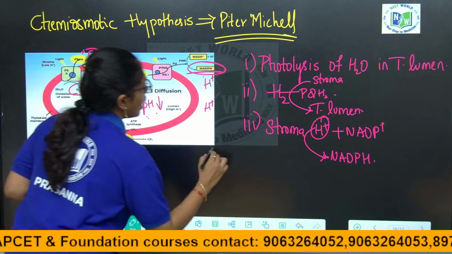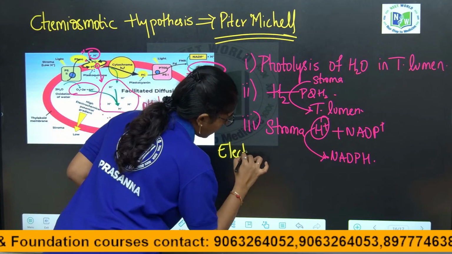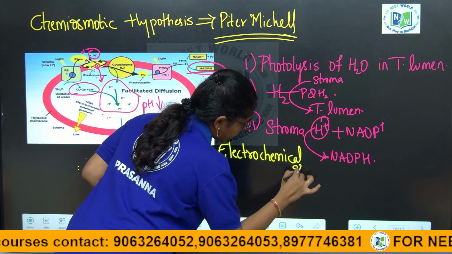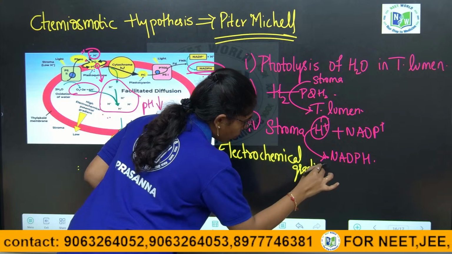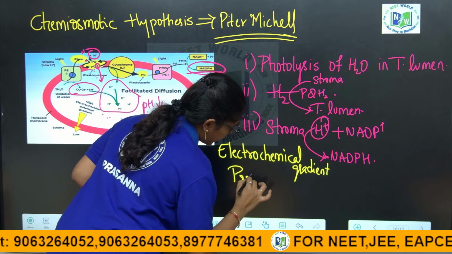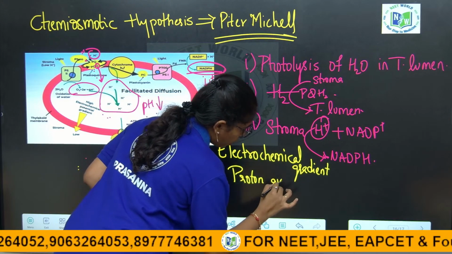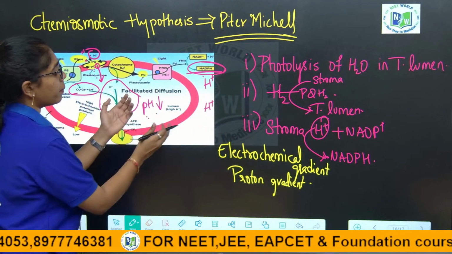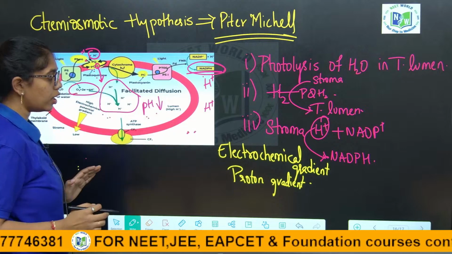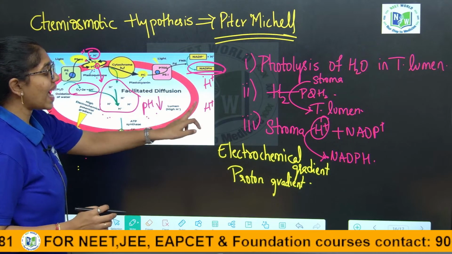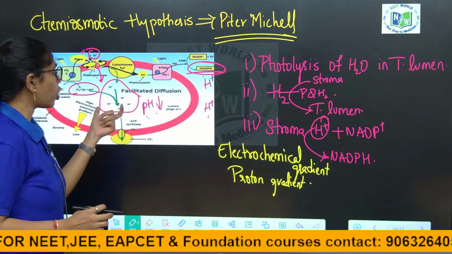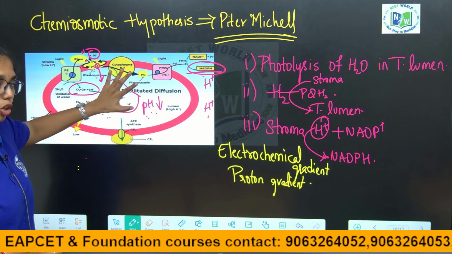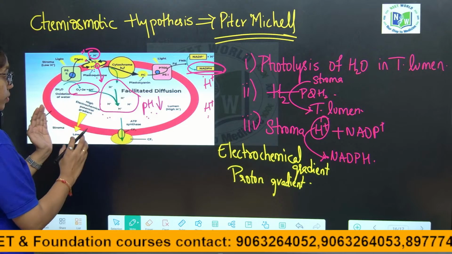What is that? Electrochemical gradient, or a proton gradient. Because of this proton gradient between stroma and thylakoid lumen, the stroma has less H plus and the thylakoid lumen has more H plus, which is highly concentrated, and pH is low inside the thylakoid lumen.